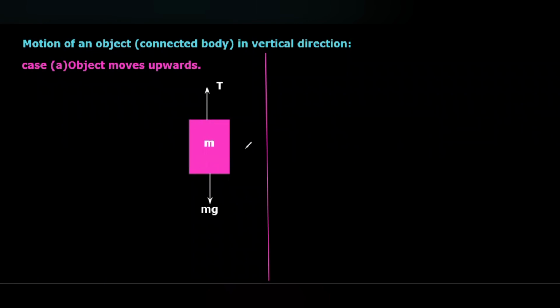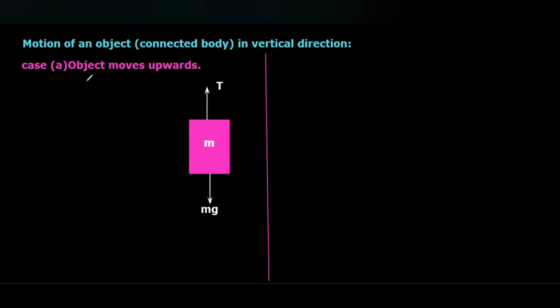Here there are two cases. The first case, object moves upwards. Here you can see when the object is freely hanging, connected by using a string or thread or wire, the tension of the object will act vertically upward, and then the weight of the object, which is numerically equal to mg, will act exactly downward.